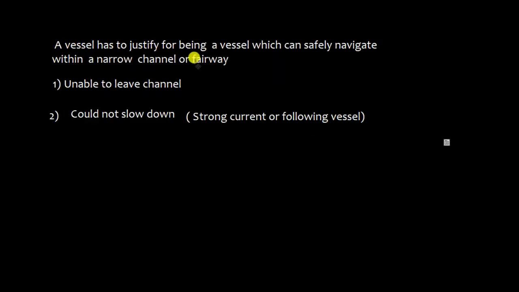So a vessel has to justify being a vessel which can safely navigate only within a narrow channel or fairway. And this justification means that this vessel was unable to leave the channel, or this vessel could not slow down because of a strong current, or there was a following vessel.